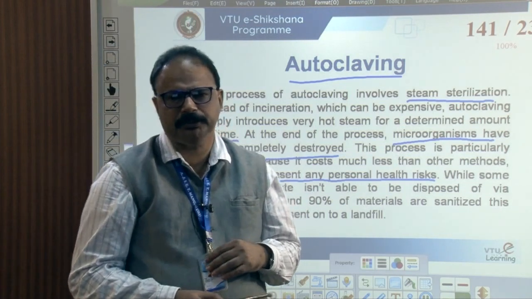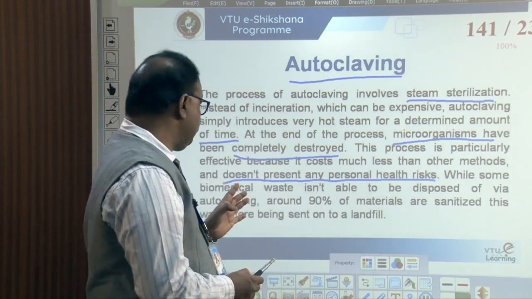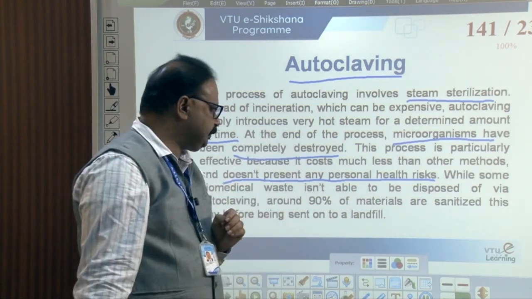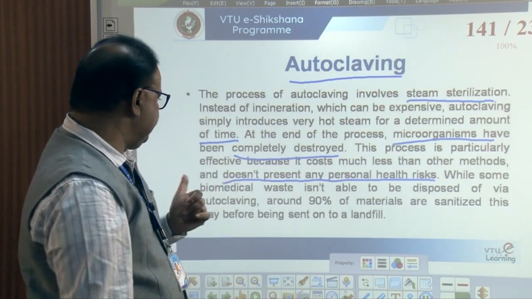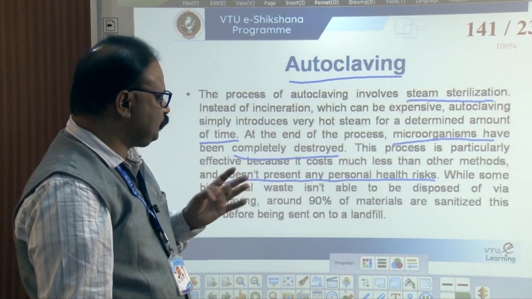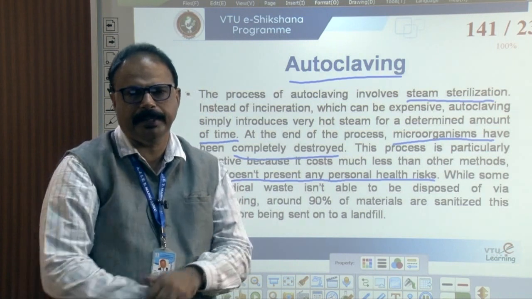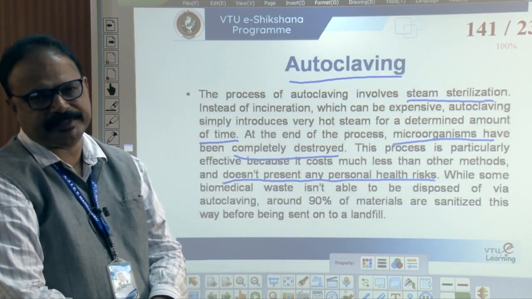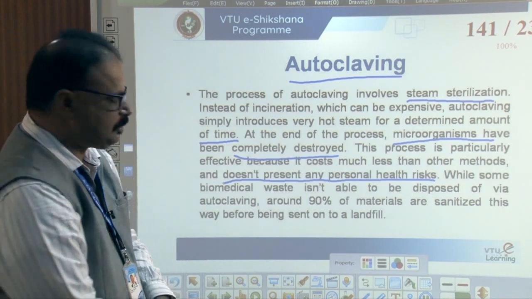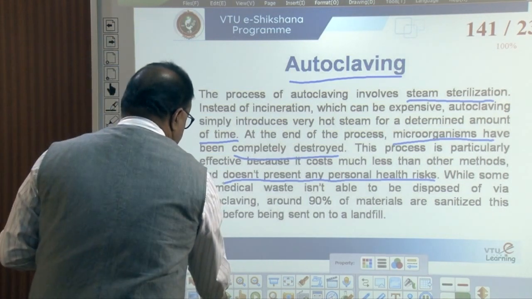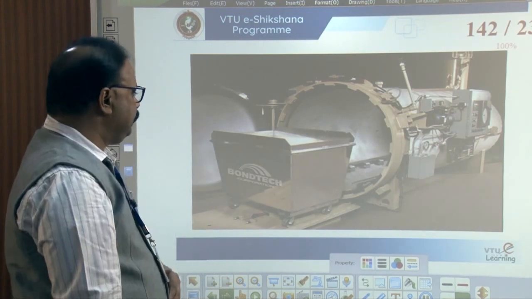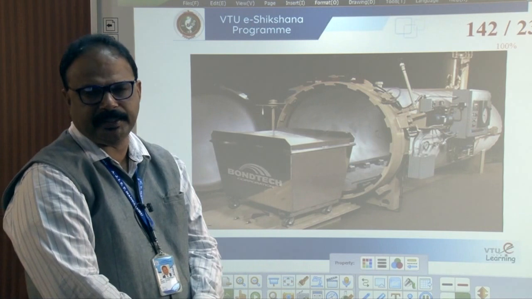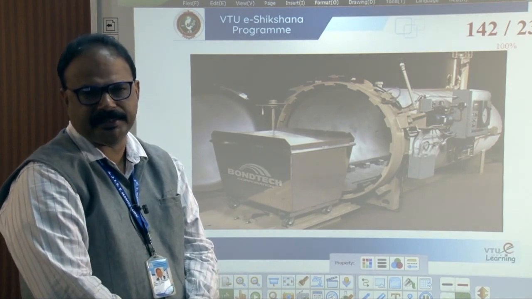At the end of the process, microorganisms will be completely destroyed. It will not present any personal health risk. With autoclaving, 90% of materials are sterilized this way before being sent to landfill. This is one of the disposal methods. You can see the autoclaving equipment. Autoclaving is the steam sterilization method.